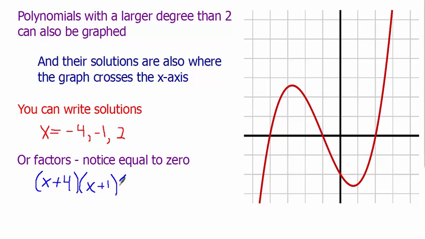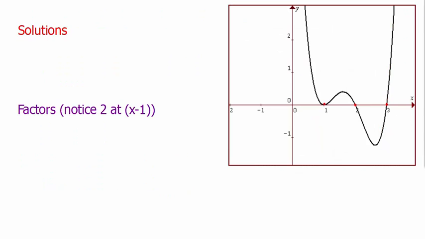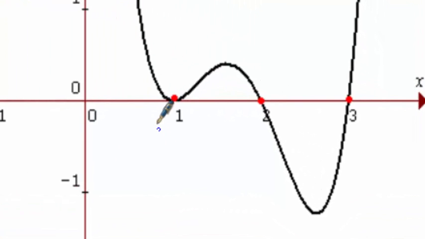Remember, I change the sign every time I go from factors to solutions. And I can say that equals 0, and that's my factors. Solutions here. Notice here I have a 1, so that's going to be at x equals +1. Here's a solution at 2, and there's a solution at 3. What I notice when I write the factors is there is a difference between this and this.